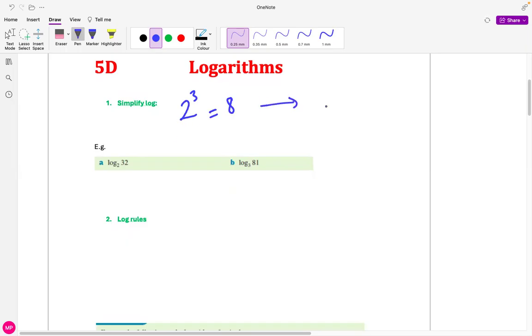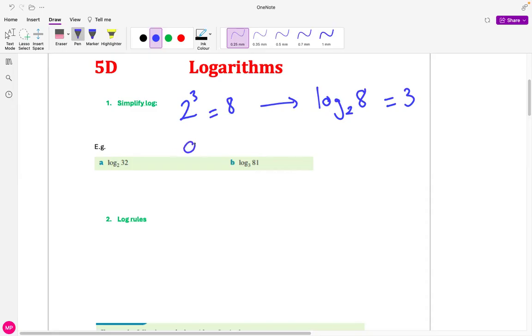Now, if I reverse the order, I have the name called log, and here I have the number 2. So log 2, and then the number here is 8, so we read it like that, log 2 of 8, and we can reverse that, it is equal to 3. So generally, log is the opposite form of exponential.